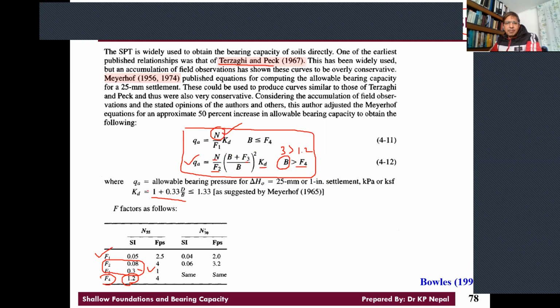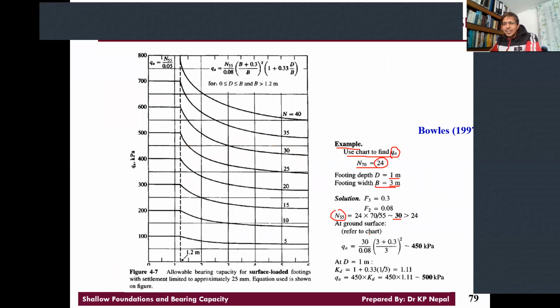The KD value is given by this equation. All right, very simple really. So we get the allowable pressure that much. You see, if the SPT value is given, there are ways to compute allowable pressure directly. Do you remember one thing? We don't compute ultimate capacity based on SPT. We directly compute the allowable bearing pressure, QA. All right? So this is a very simple one.